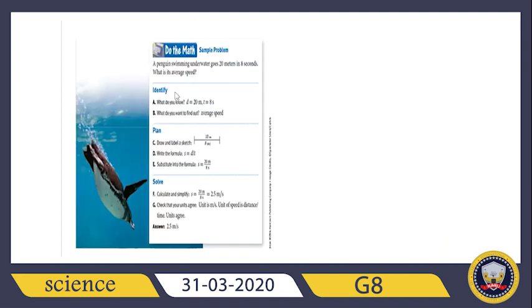So guys, let us try to answer this question together. A penguin swimming underwater goes 20 meters in 8 seconds. So what is its average speed? Here we need to calculate the average speed. What known values do we have here in our problem, guys? We have the distance, which is equal to 20 meters. What else do we have? Yes, we have the time.